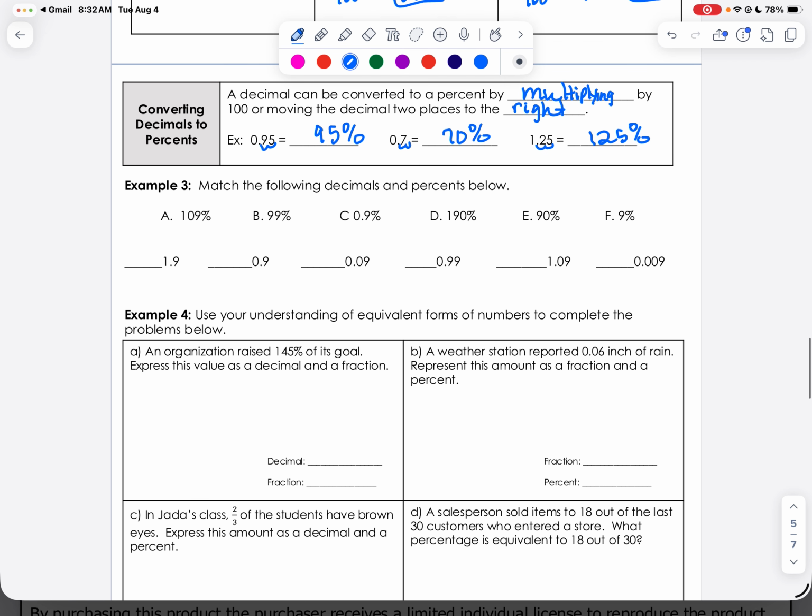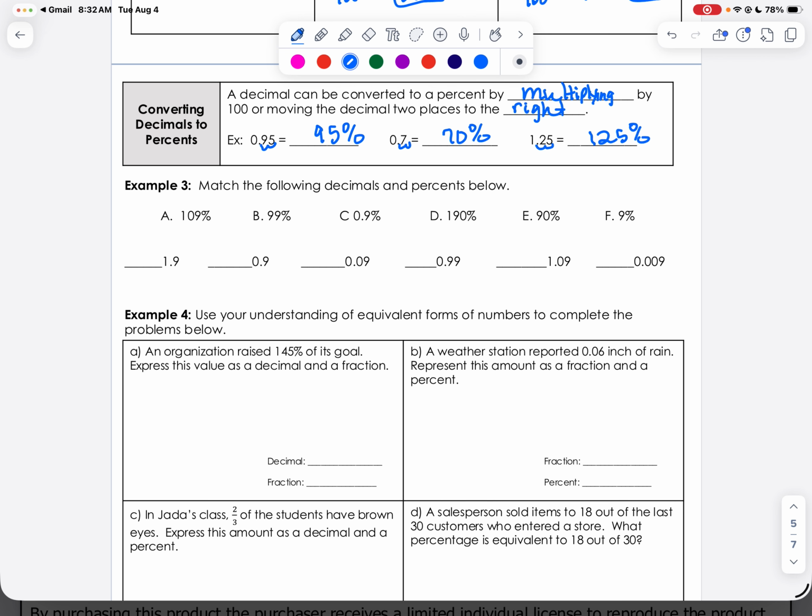All right. In example 3, it says match the following decimals and percents. So what I want you to do is pause the video. You have 1, 2, 3, 4, 5, 6 decimals, and they want you to match each decimal with the equivalent percent. So pause the video. When you're ready to check your answers, press play. All right, welcome back. Let's see how you did.